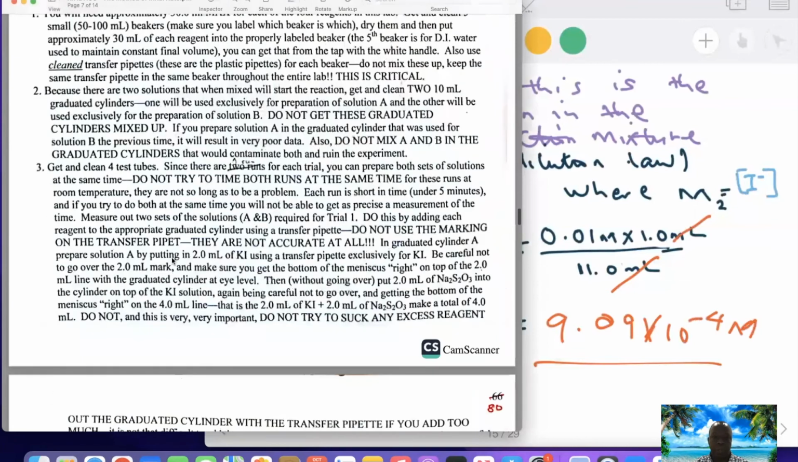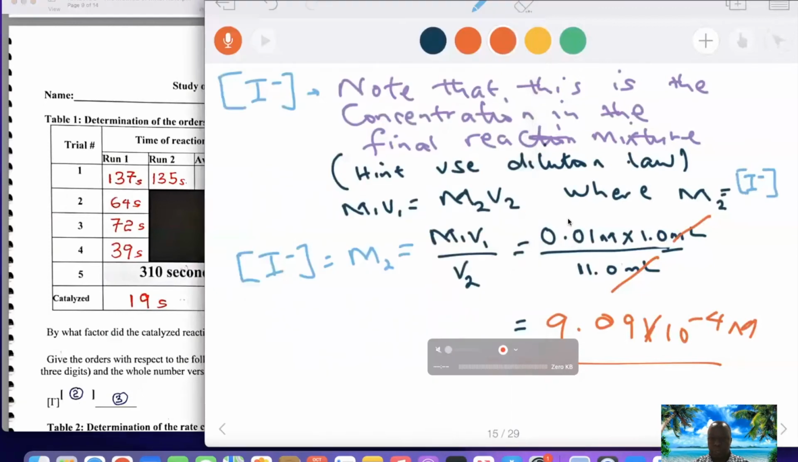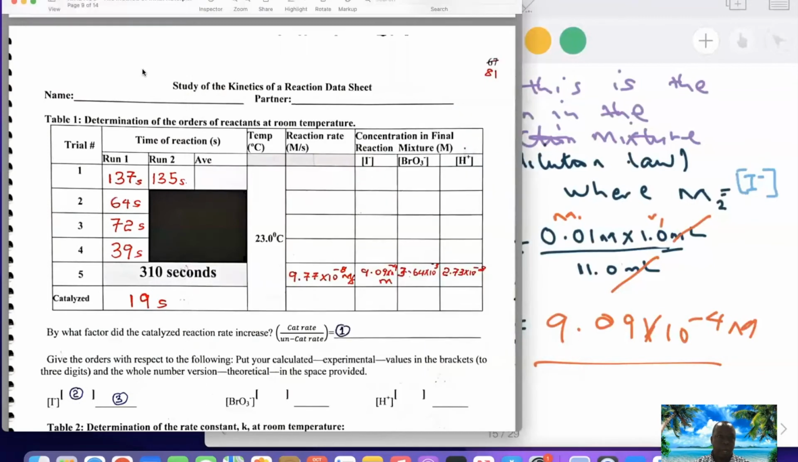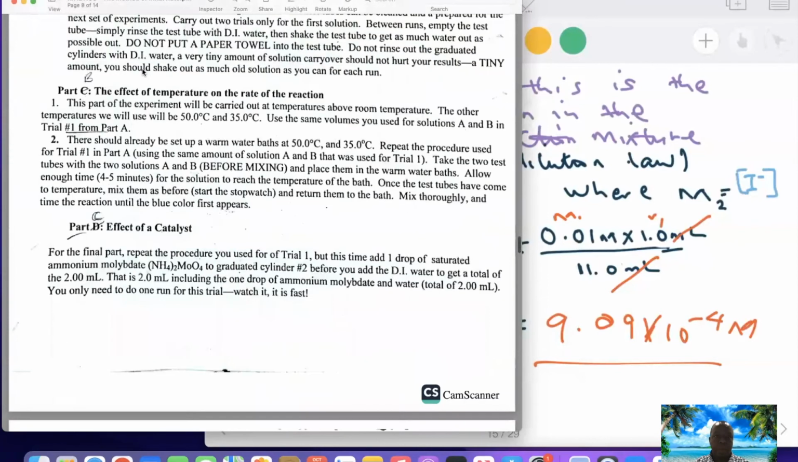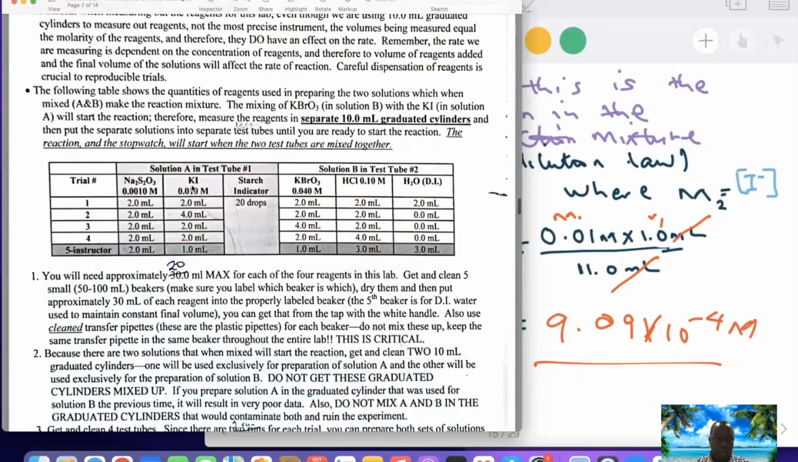In case you're wondering how we ended up with this value, it is the initial concentration. This is M1. This is V1. Where is M1 coming from? From the table, from the instructor. The M1 is this right here. V1 is this, and then V2 is the total volume.